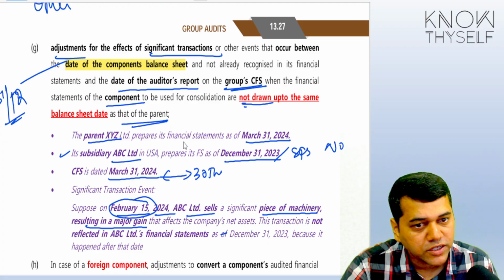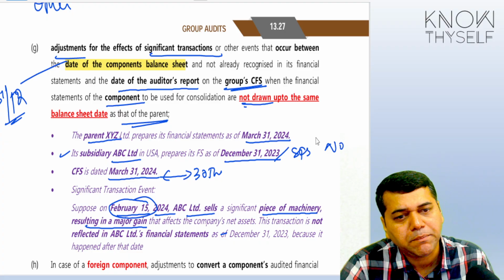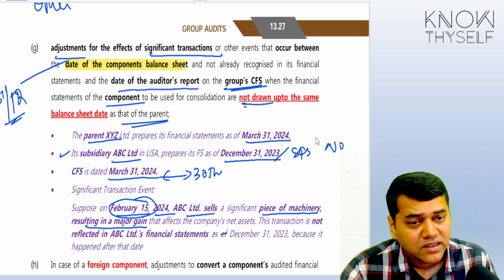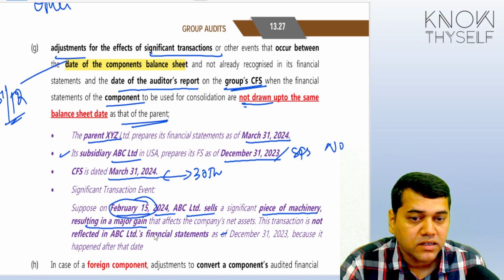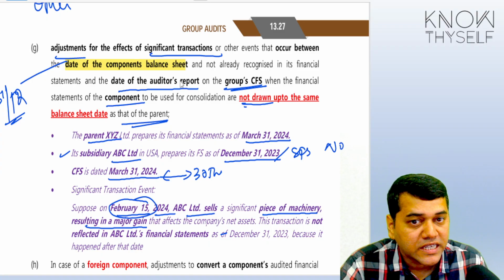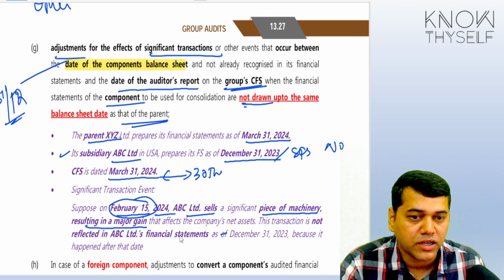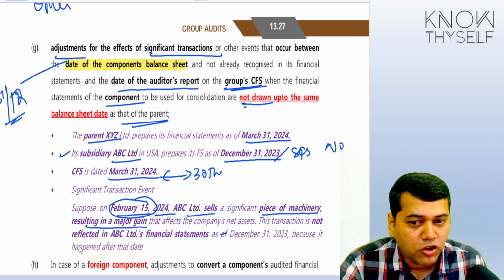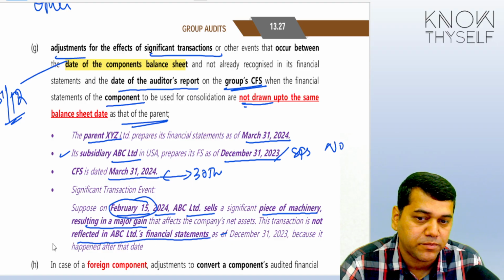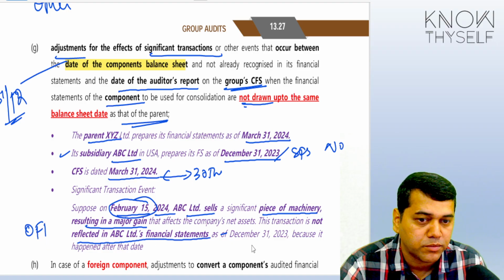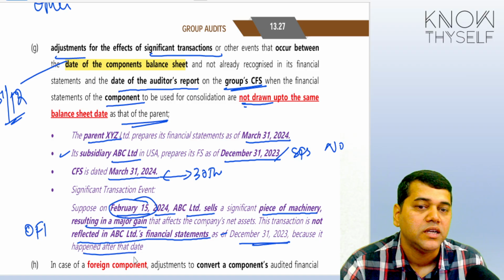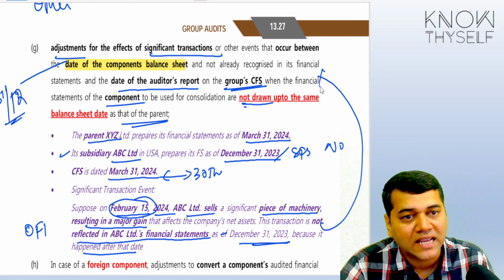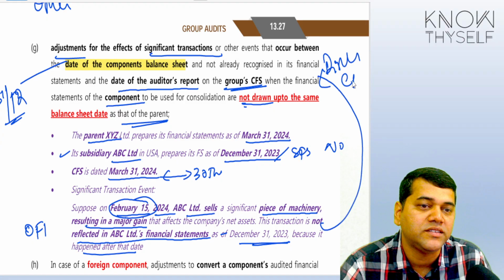Now, are they supposed to give the disclosures? No, because this is something that happened later. This is not your subsequent event only, but it is one very significant transaction where they made a gain. This is not reflected in ABC's financial statement. That's why it becomes other financial information as of December 2023, because it happened after that date. Now, the auditor should consider that as a disclosure in the CFS.